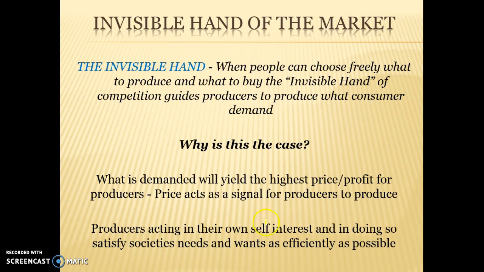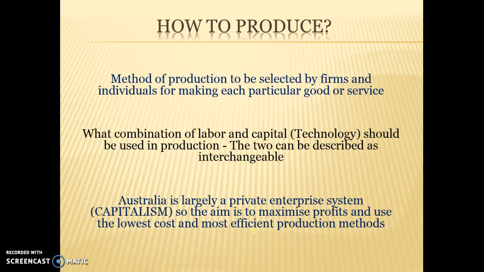Acting in their own self-interest, they only care about their own profits, their own profit motive. They are going to generate what society wants, because that's where it's going to generate the highest profit. Now, there are flaws in this system, but that's what the invisible hand means.